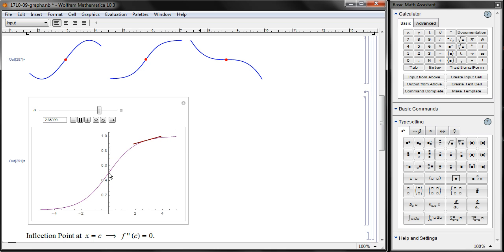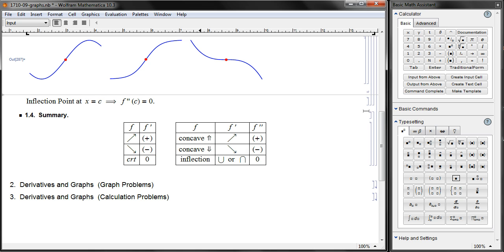Now look at the slope. Slope is increasing, increasing, increasing, inflection point, now decreasing, decreasing, decreasing. That's what inflection point is. Another way to see inflection point: second derivative has to be 0 because we have to have a critical point of the derivative function.